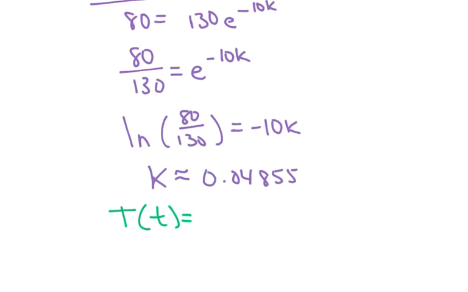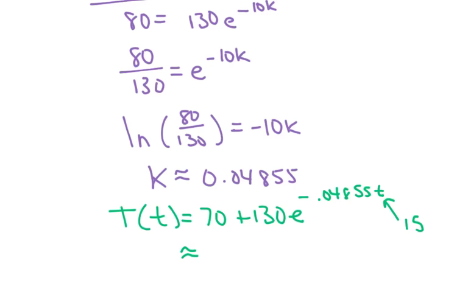So now I have an equation. T of t is equal to 70 plus 130e to the negative 0.04855t. So now in order to find out the temperature of the liquid after 15 minutes, I'm going to plug 15 in place of t and evaluate in my calculator. Try that again. It's going to be 133 degrees Fahrenheit.